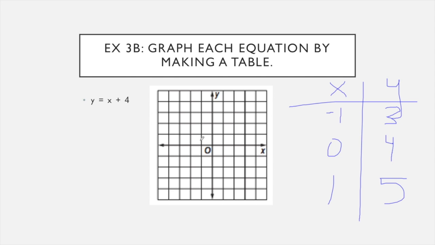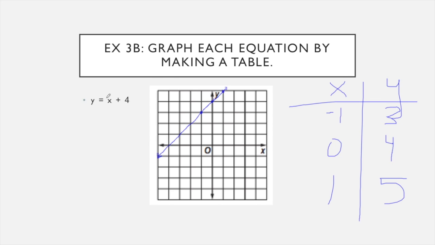So -1 up to 1, 2, 3. 0 up to 1, 2, 3, 4. And 1 over 2, 5. So now I can draw my line. I'll put an arrow going up there and down across these squares, and that will reach the edge of my graph. I'll draw an arrow, and this is the extent of this line.